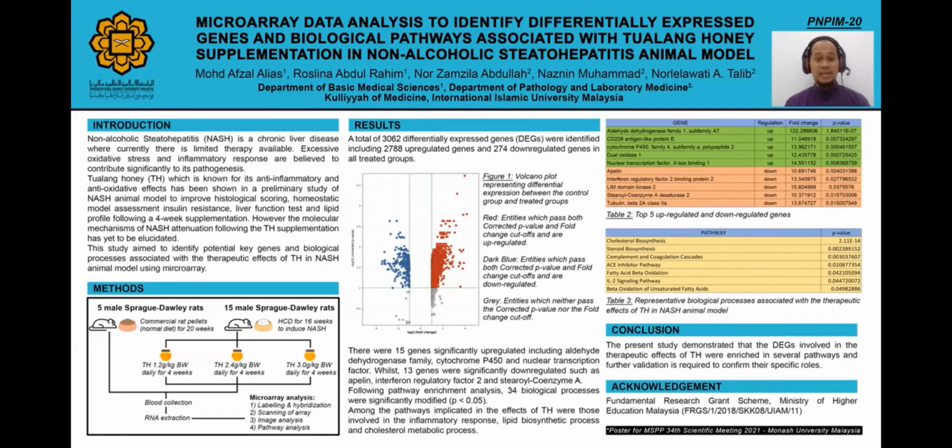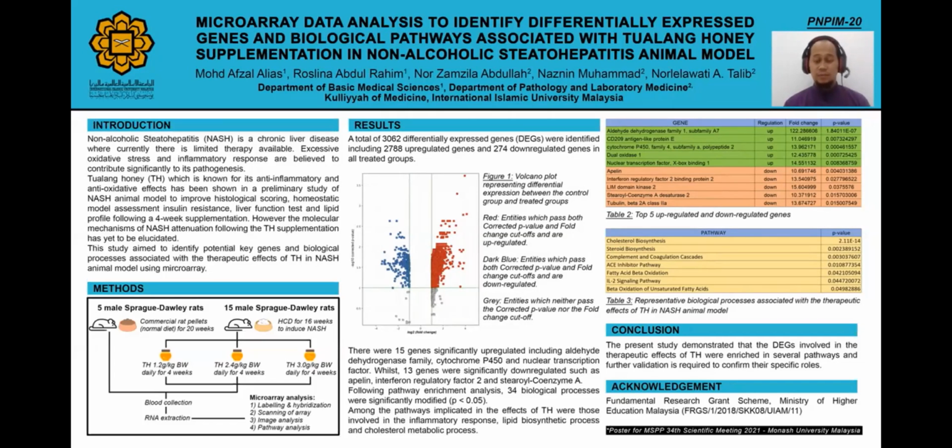5 rats were given standard commercial pellets throughout the experimental period, which is 20 weeks, and acted as controls, while the other 15 rats were subjected to a 12% high cholesterol diet for 16 weeks to induce NASH. They were then divided into 3 groups, with each group receiving 3 different dosages of Tualang honey supplementation for 4 weeks. RNA was then extracted from serum, and microarray analysis was performed. From this analysis, a total of 3,062 differentially expressed genes were identified. 2,788 were upregulated and 274 were downregulated.